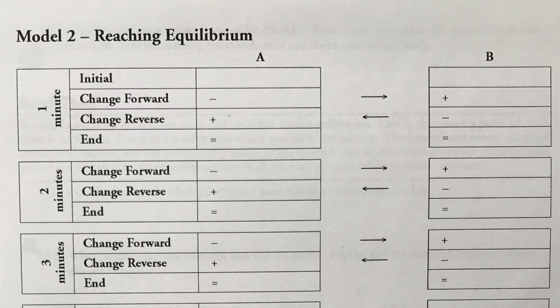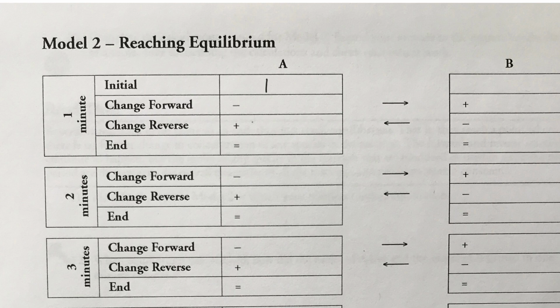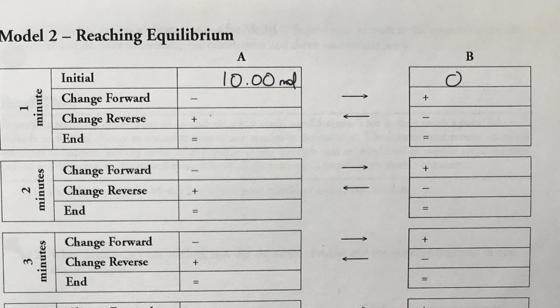Our initial amount of A is going to be 10.00 moles. And our initial amount of B is going to be 0.00 moles. And every minute, 60% of the A will be used up. So we're going to put a 60% over here. And 20% of the B is going to react in the opposite direction. So you have an equilibrium reaction going on where some of your A is turning to B, but at the same time, some of the B is also turning back to A.